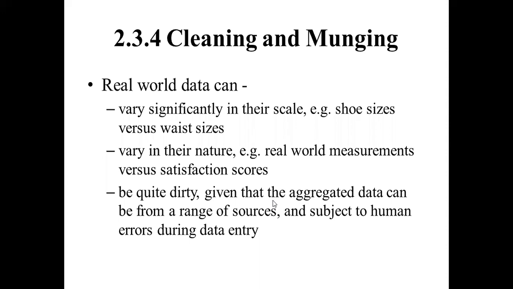And then, it can be quite dirty as well. The aggregated data can come from a range of sources, subject to human errors during data entry. Consider that during the insertion of data, someone takes the name, age, etc. By default, age is considered 18, but someone while entering skipped the 1 and gave only 8. Any mistake can come from a human while entering data. So do you think that when we are processing this data, we should pass it directly to the system?